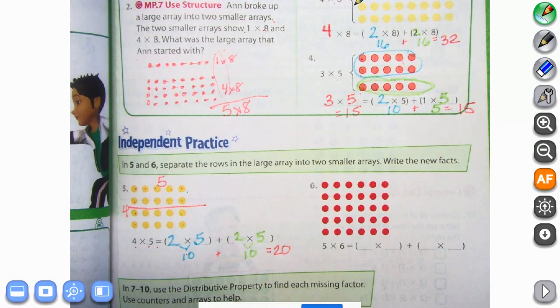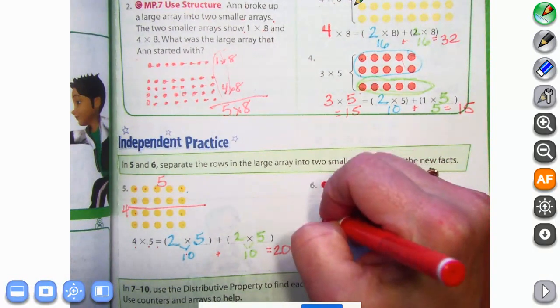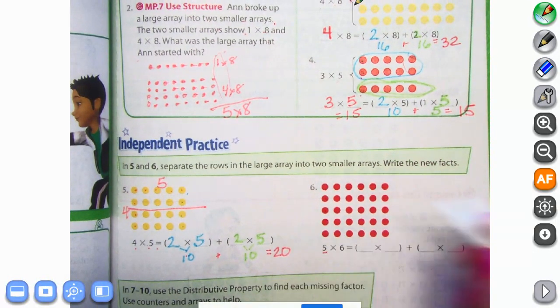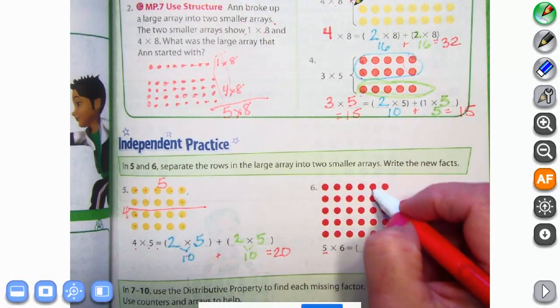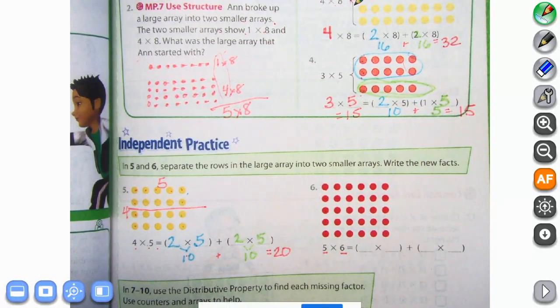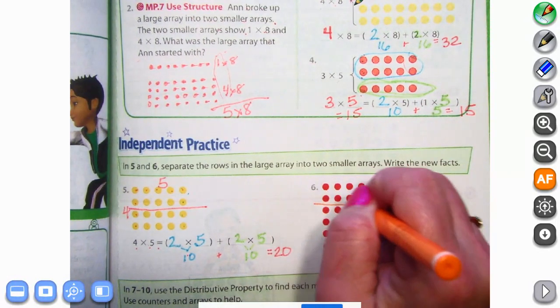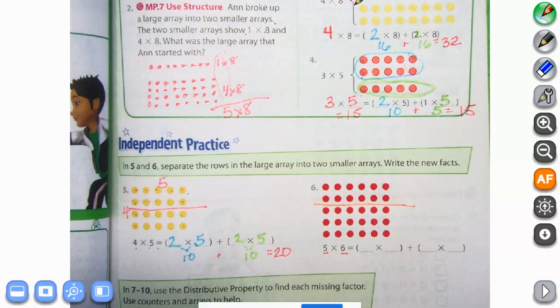All right, let's go to the next one. This one says we have 1, 2, 3, 4, 5 right here. And there's 1, 2, 3, 4, 5, 6 in each row. So a 5 can be split into 2 plus 3, because 2 plus 3 equals 5.